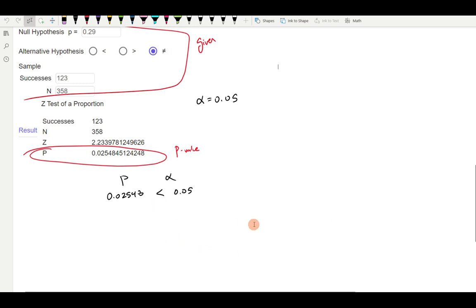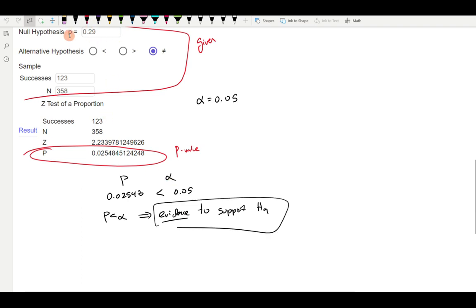Because p is less than alpha, we have a small probability. Small probability means there's evidence that something is going on. It is evidence for the alternative. In this case, it seems that the alternative is that the true proportion is in fact not 29%.